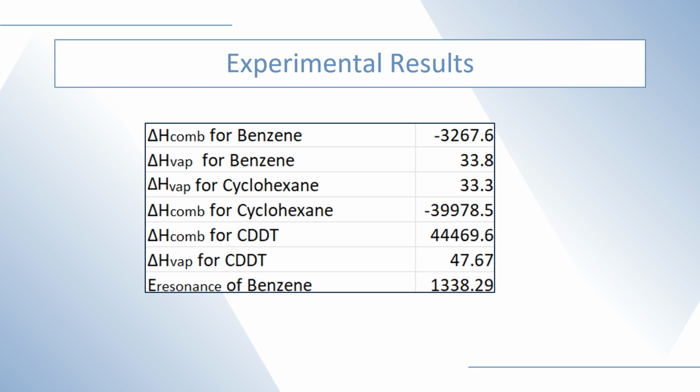Once you have all of the experimental results, you can use Hess's law to solve for the resonance energy of benzene. As you can see, the first three values on this table are data from the literature, and then we have the experimental data. It should be noted that the heat of combustion for CDDT, the sign is reversed when you add it because of Hess's law. Once you add those all together, you get the resonance energy of benzene, which in this experiment was calculated to be 1,338.29.